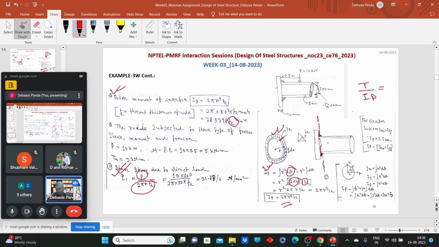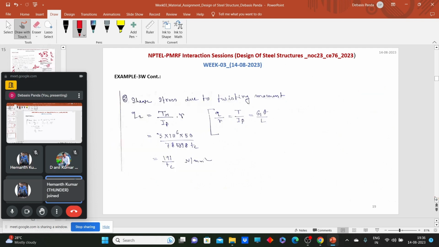So first thing, we have calculated the shear stresses due to direct load P. Now what we need to calculate? The shear stresses due to this twisting moment, 3 kilonewton meter. How can we calculate it? We can easily calculate it. We know the formula, q by r is equal to T by Ip. So we need this part only.